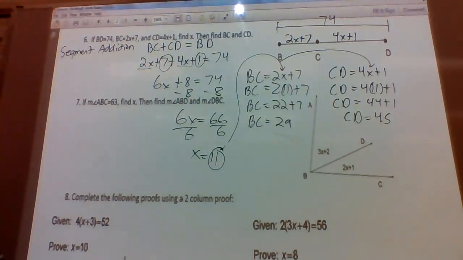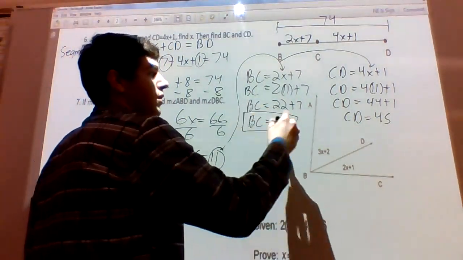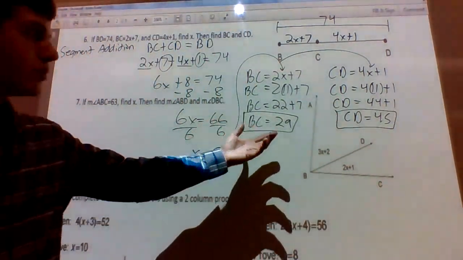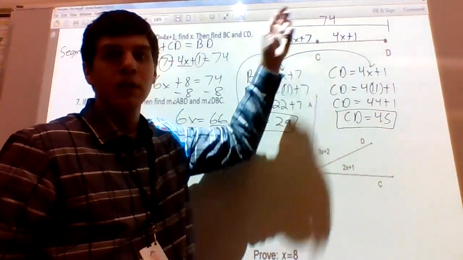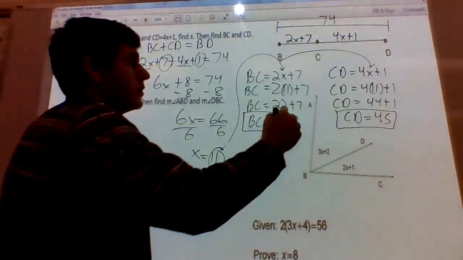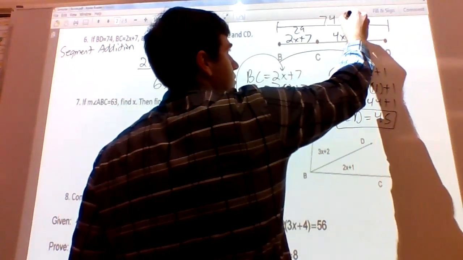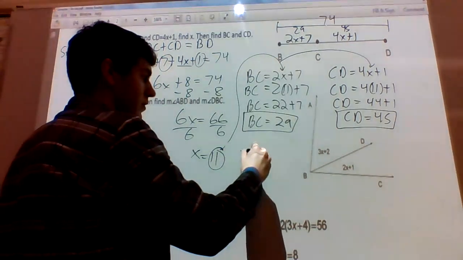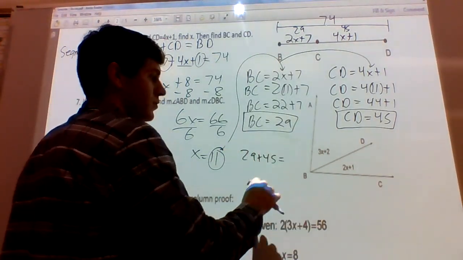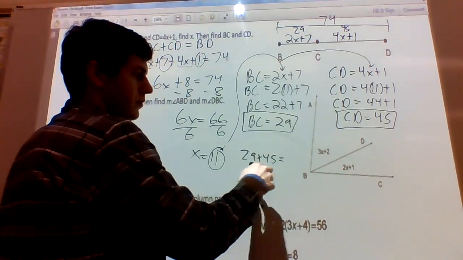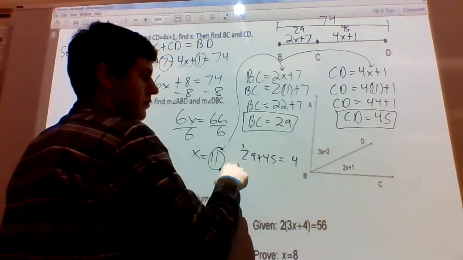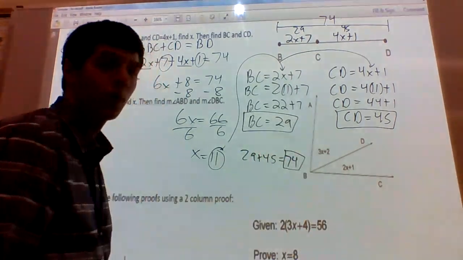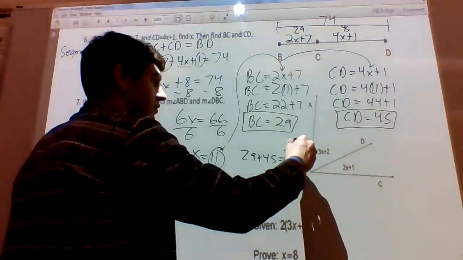Okay. How do we know we're right? Well, we can check our answer. We know that BC plus CD added together has to give us BD. So we know 29 plus 45 is going to have to give us 74. So if this is 29 and this is 45, what is 29 plus 45? That is going to be 74. Check. We're good.